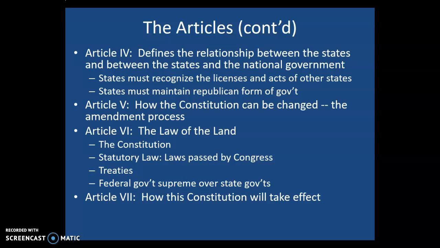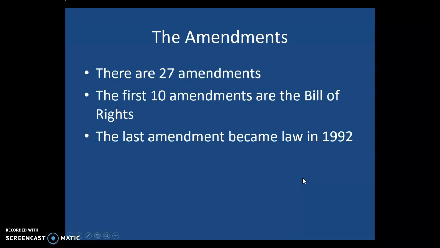Yeah, Article 7 is really irrelevant today. Okay, I do want to talk about the amendments a little bit, or at least the process. The last section of the Constitution is the amendments. There are 27 of them. The first 10 amendments are the Bill of Rights, as we already know. And the last amendment became law in 1992.